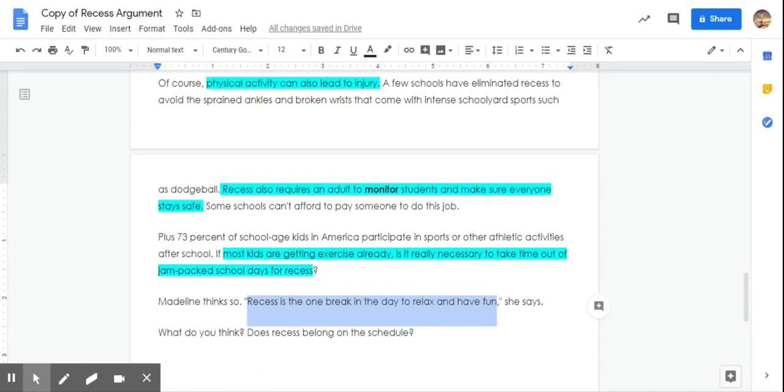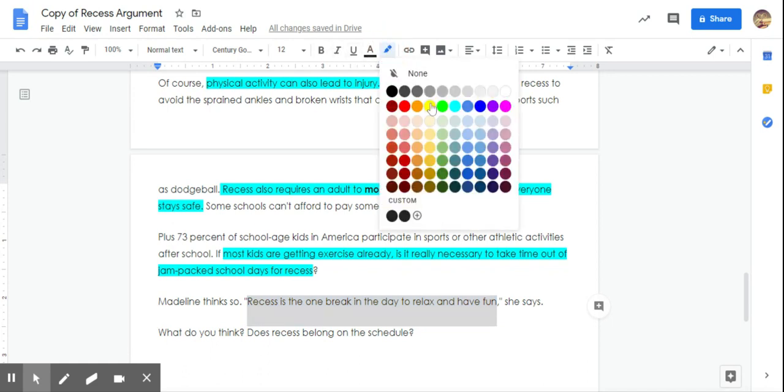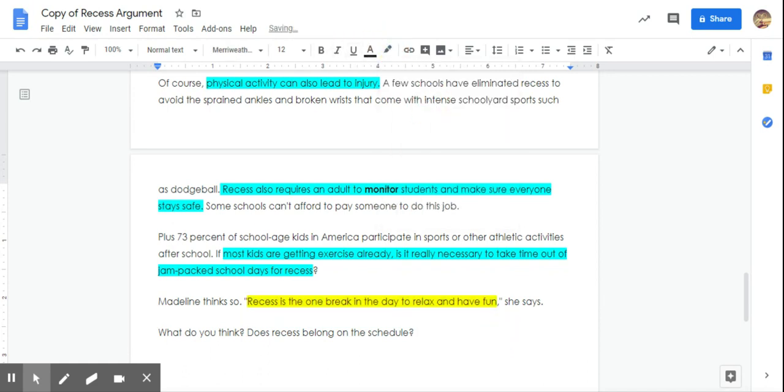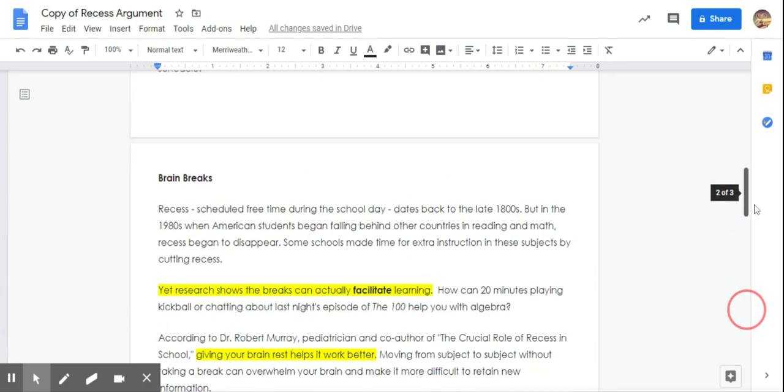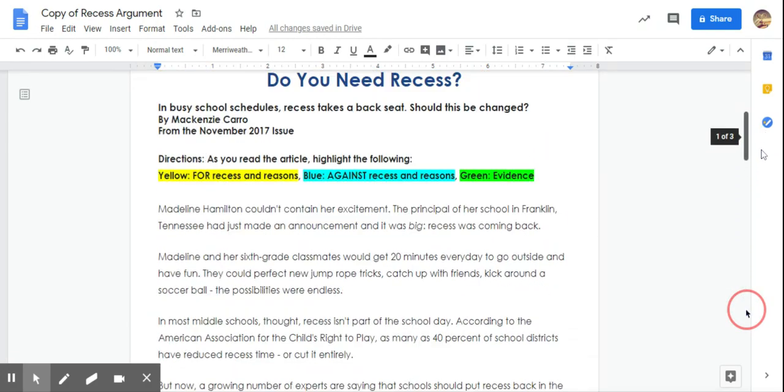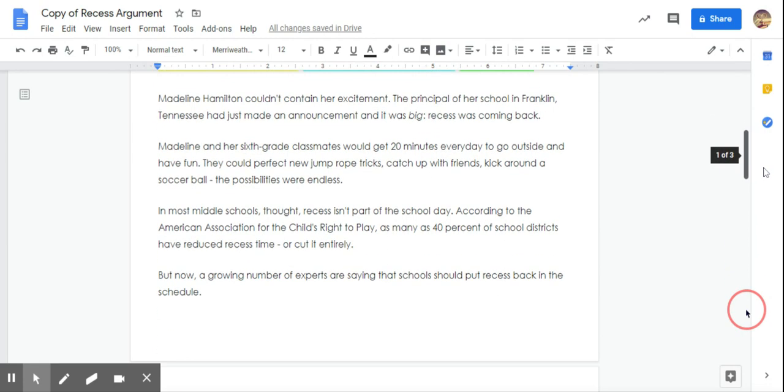Even though it is a quote and we could be using it as evidence, it's also a reason, I think, because it's a valid reason. It's a break in the day where you get to relax and you get to have fun. So that is another reason that supports, yes, you should have recess. So if we scroll back up through, I'm going to come up here to the very beginning.